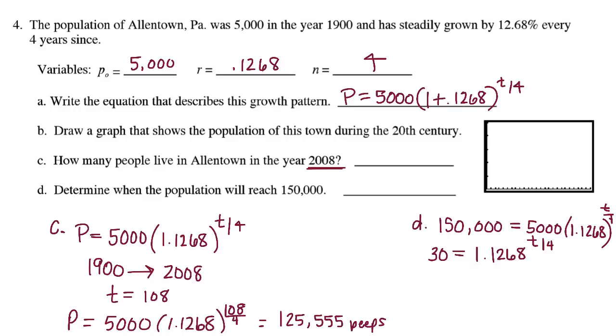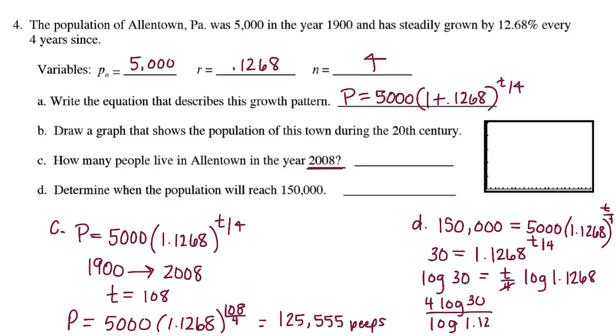And now we need to do the log of both sides again. Log 30 equals, and I'm going to go ahead and move my exponent down. So I have log 1.1268. Go ahead and multiply both sides by 4, and incorporate the other part too. After I've multiplied by 4, I will divide by log 1.1268, and that should give me my time frame. And hopefully, let's see, what is that going to give me for my time?